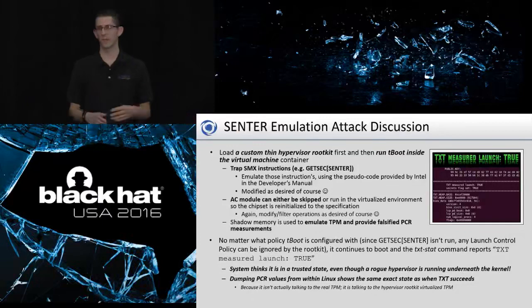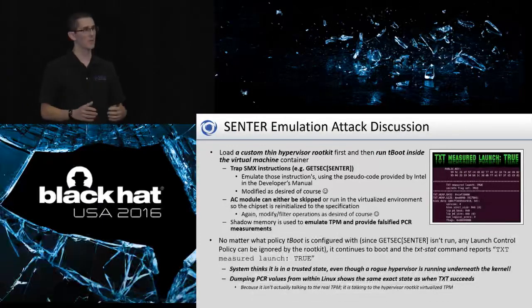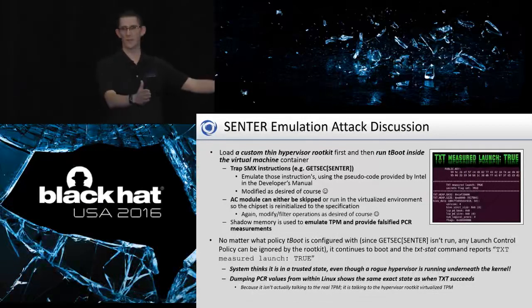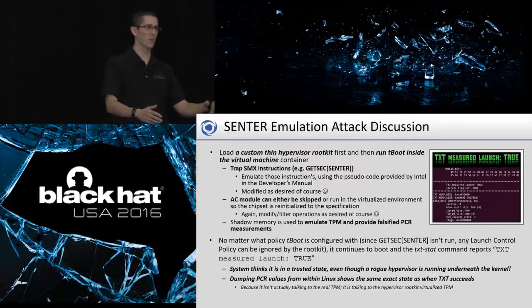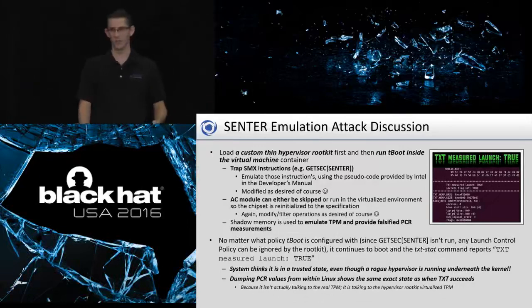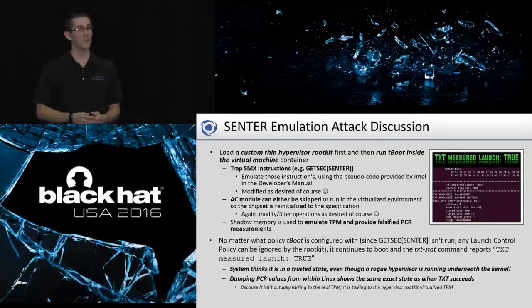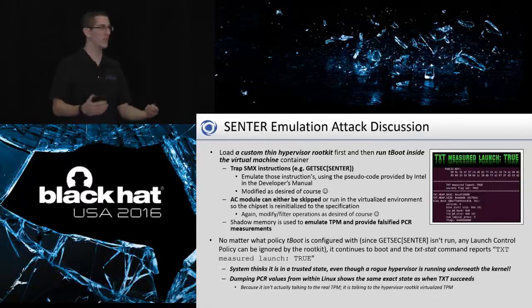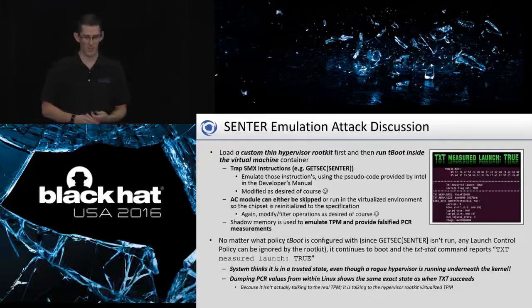The pseudocode is several pages long, but we just take that pseudocode, convert it to C, and then obviously ignore some of the security checks we don't want to do. That allows us to emulate the instruction in a way that's close enough to what the real hardware does that tboot is fooled, while skipping all of the important security stuff it's doing.